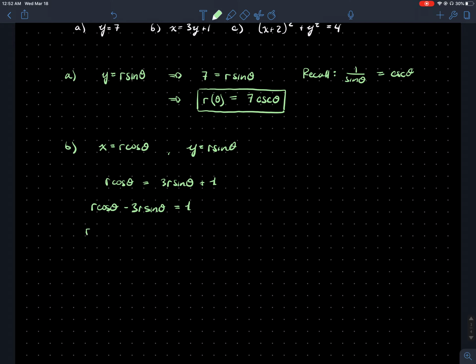Then we can factor out an r. So we have r times (cosine of theta minus 3 sine of theta) is equal to 1. And then we can divide across, so the r is completely isolated. It's our output. Our input is theta. And we now have r equals 1 over cosine of theta minus 3 sine of theta. And that would be your answer.